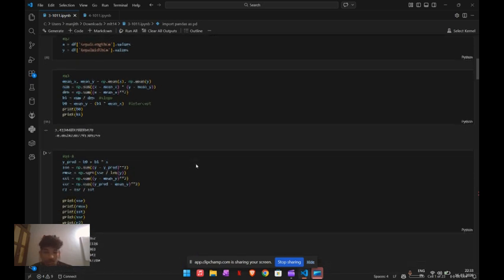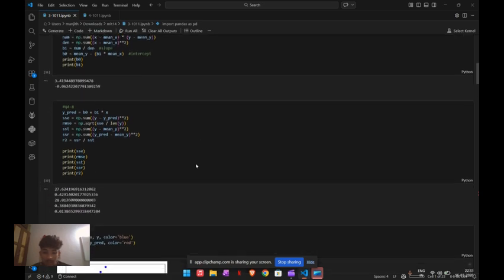The fourth question is form the regression equation. After calculating the coefficient, we form the regression equation. The general equation is y = b0 + b1x. This equation can be used to predict the value of y for any given x.